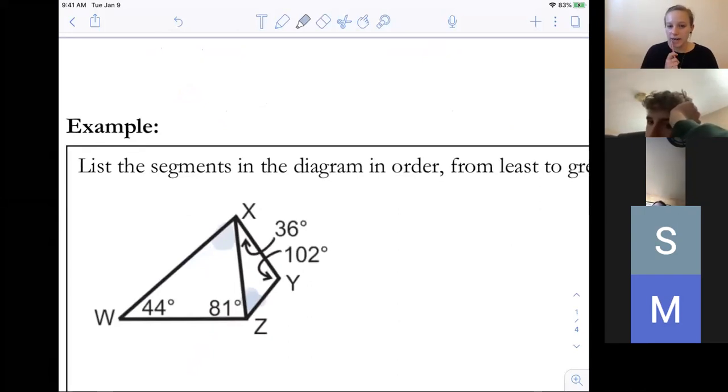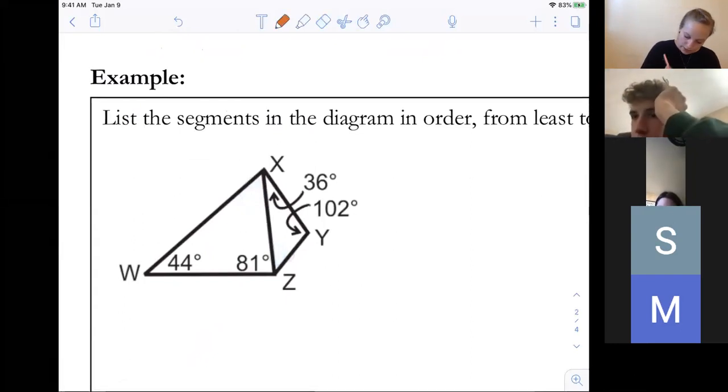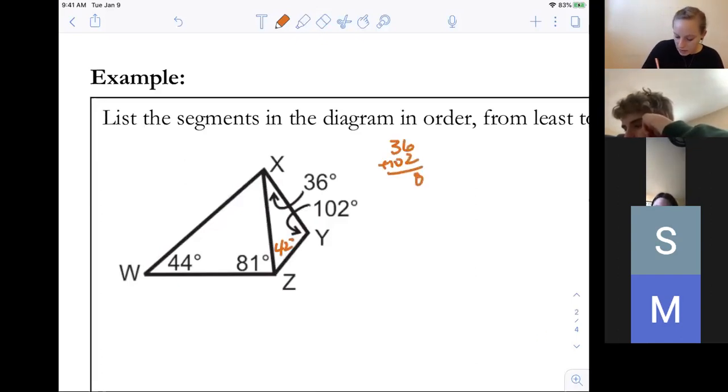All right, did anyone find angles for me? Is Z 52? I think it's 42. I did it in my head. That's okay. What'd you do to get 42? I added 36 and 102, and then I subtracted it from 180. Perfect. So 138, and then 180 minus that. So that should be 42.